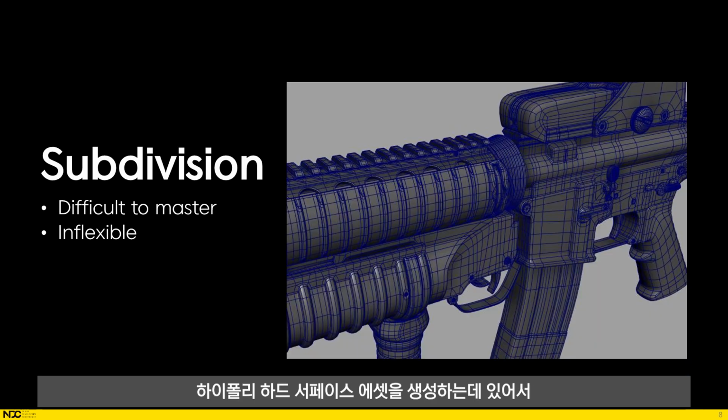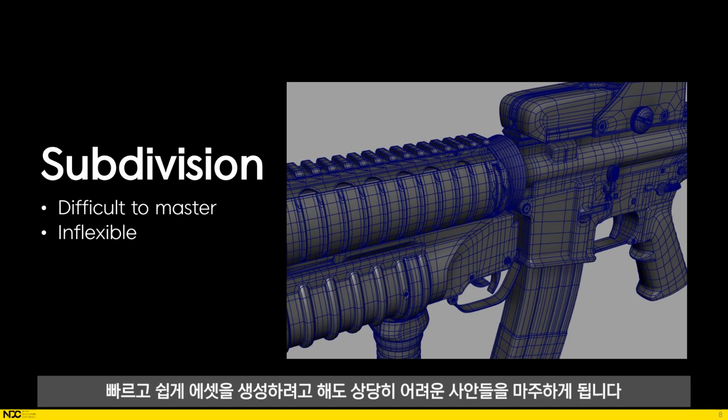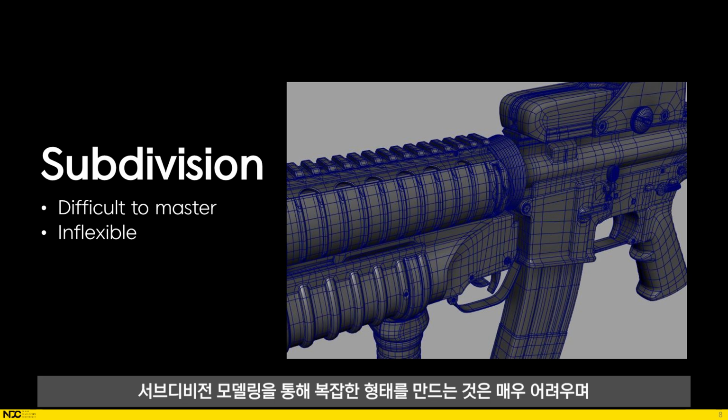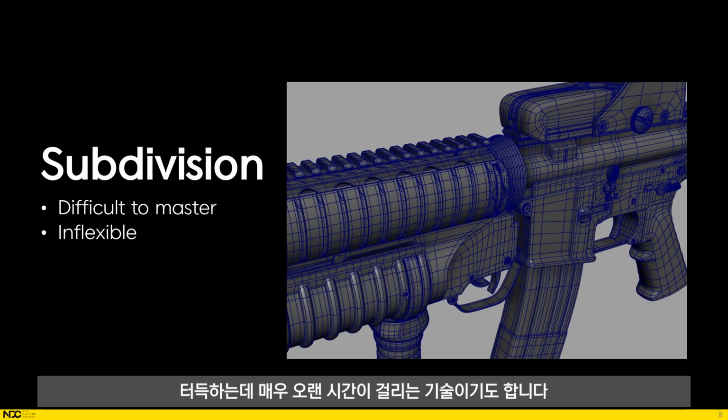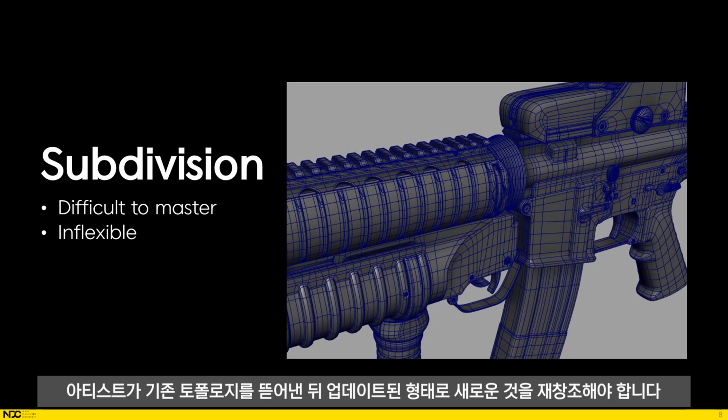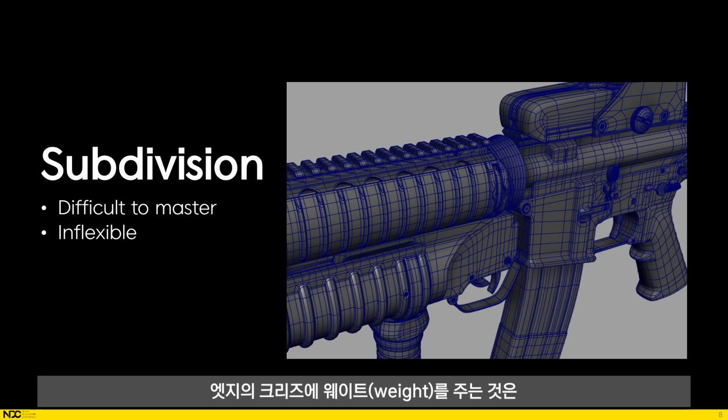So, now a brief look at the most common current workflows for creating hard surface game assets. For creating high-poly hard surface assets, subdivision modeling is perhaps the workflow that's been around the longest. If we want to create assets fast and easily, it does, however, come with some pretty deep issues. Making complex shapes through subdivision modeling is quite difficult, and it's a technique that takes a lot of time to master. It requires a deep understanding of topology, and then, what's worse, if you want to change those shapes, the artists will have to tear out that old topology and recreate a new one for the updated shapes. The ability to add crease weights to edges made subdivision modeling both easier and more controllable, but it's still dependent on a good topology, which is the most time-consuming part of the process.